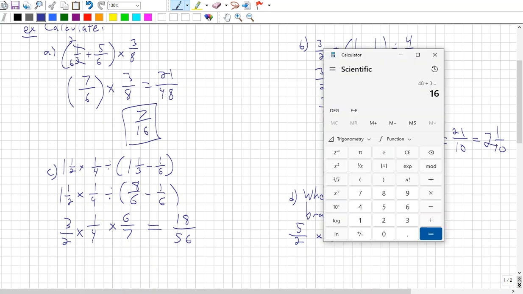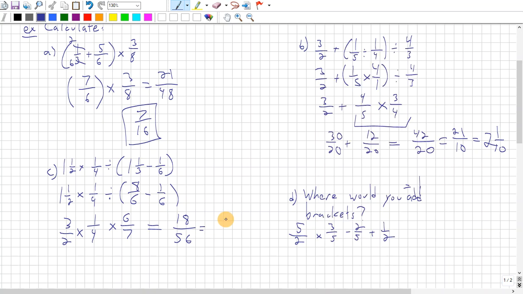I can reduce this because both of those divide by 2. 56 divided by 2 is 28. 18 divided by 2 is 9. So I get 9/28 as my final answer.